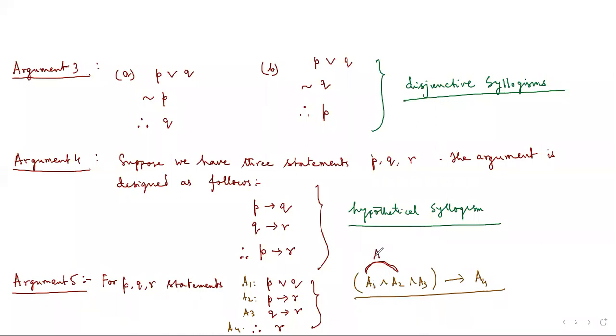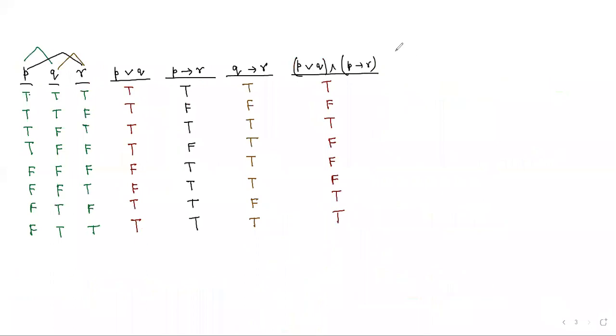Now, we can name it, for example, as A prime. Now we are going to test A prime and A3. So let us try to find. Next chart will be P or Q and P implies R, and Q implies R. So we need to consider these two columns. Both of them are true, so it is true. Here it will be false. The next one will be true. The fourth one will be false.